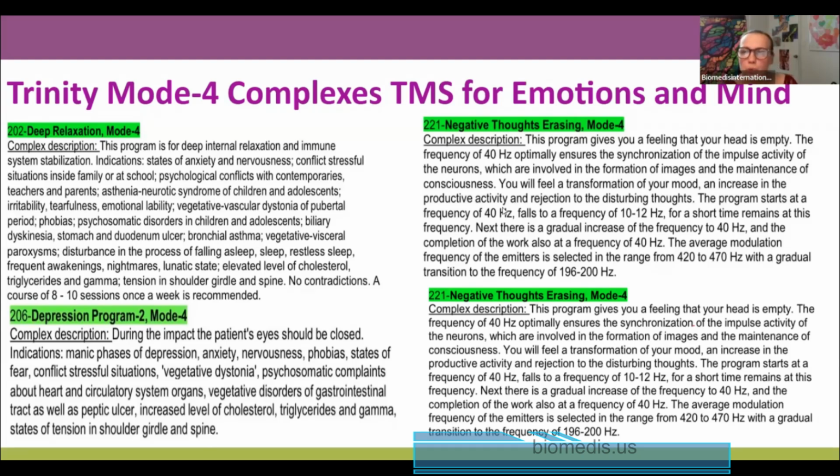There is also a depression program, for example, depression in a teenager would be different, coming from hormonal things. You need to see what kind of depression, read the descriptions. Negative thoughts erasing.